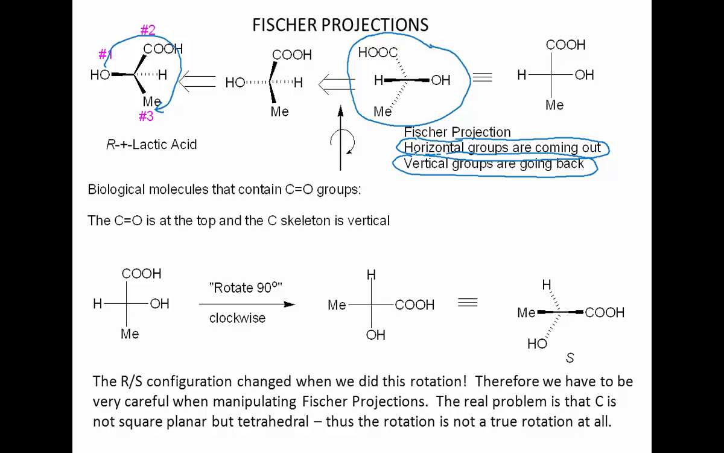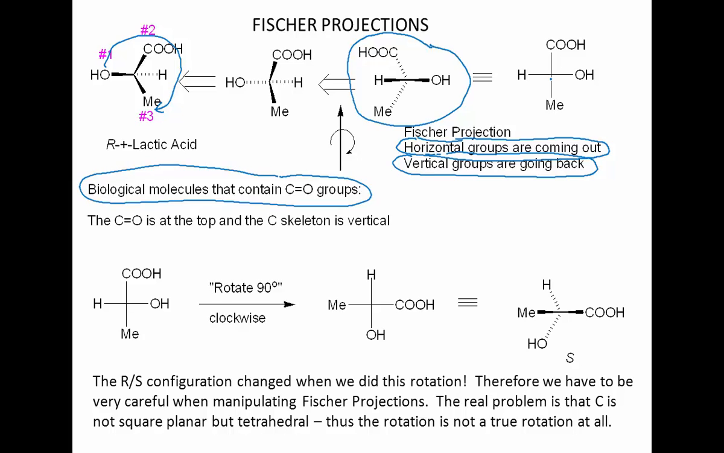Many of the chiral molecules are biologically important, biologically derived, and the convention for biomolecules that contain C double bond O groups is to put the C double bond O group as close to the top of the skeleton as you can, and the carbon skeleton should be vertical. So this is the proper way to represent R-plus-lactic acid. If that's all you said, plus lactic acid, you might say I can't tell what the configuration is from a plus sign, but you can tell what the configuration is from the R that's in front of it.